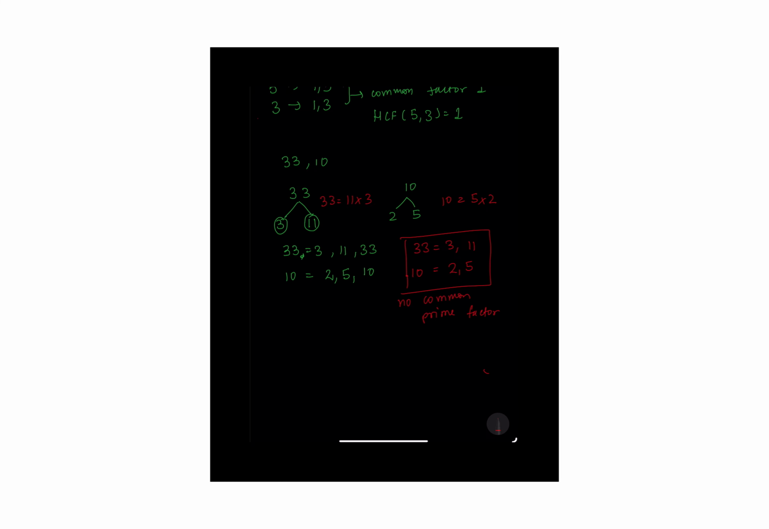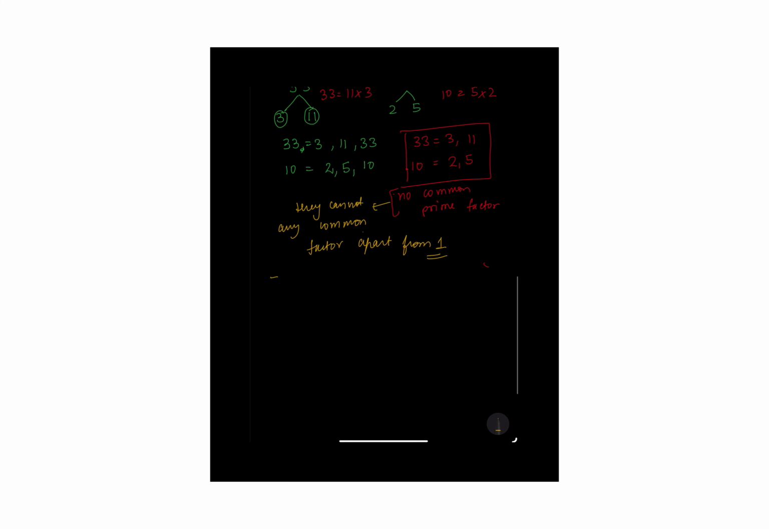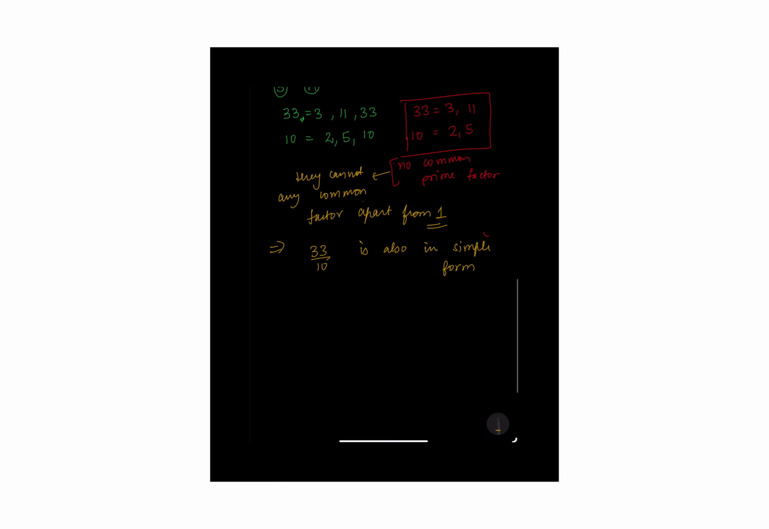And since they do not have any common prime factor, that also means that they cannot have any common factor apart from 1. All right. So what does this imply? This implies your other fraction 33 by 10 is also in simple form. Okay, so we have done step 2.